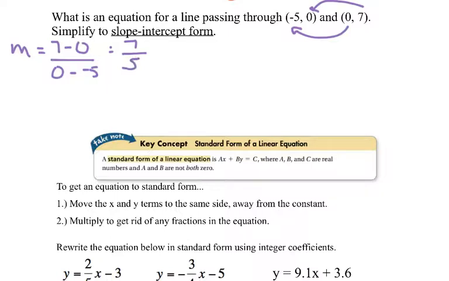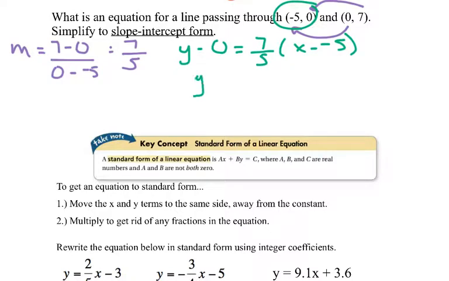So we're going to start out with our point-slope form. Again, we could use either point, and it says simplify it to slope-intercept form. So let's say we picked the first point. We would have y minus our y coordinate of 0 equals our slope, 7/5, times x minus our x coordinate of -5. Well, y minus 0 is just y, so we're already very close to having this in slope-intercept form.